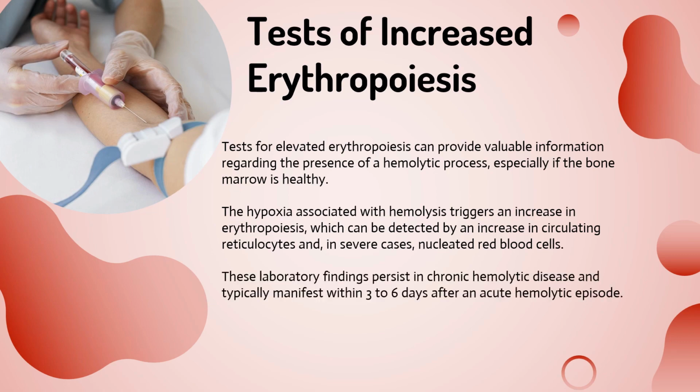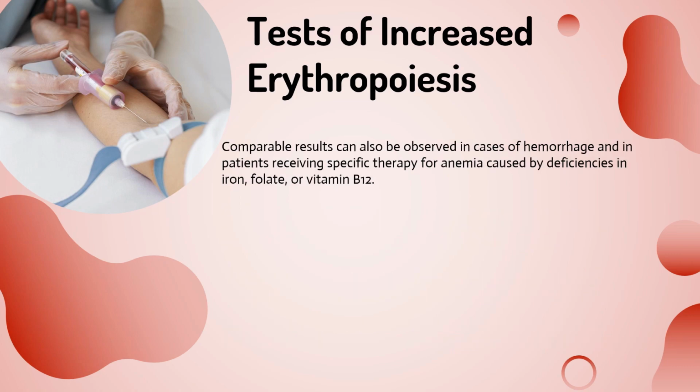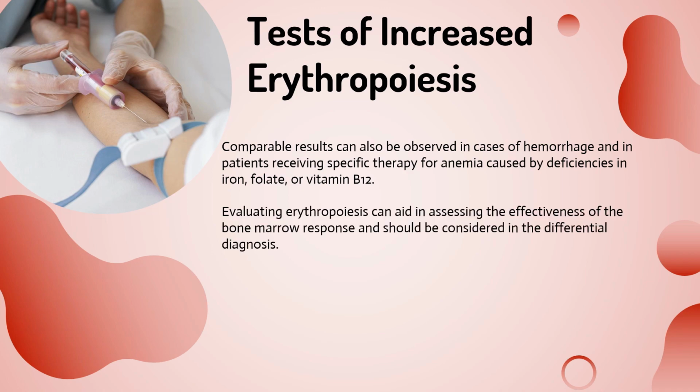These laboratory findings persist in chronic hemolytic disease and typically manifest within 3 to 6 days after an acute hemolytic episode. However, it's important to note that increased erythropoiesis is not exclusive to hemolytic anemias and cannot serve as a definitive diagnosis. Comparable results can also be observed in cases of hemorrhage and in patients receiving specific therapy for anemia caused by deficiencies in iron, folate, or vitamin B12. Nevertheless, evaluating erythropoiesis can aid in assessing the effectiveness of the bone marrow response and should be considered in the differential diagnosis.